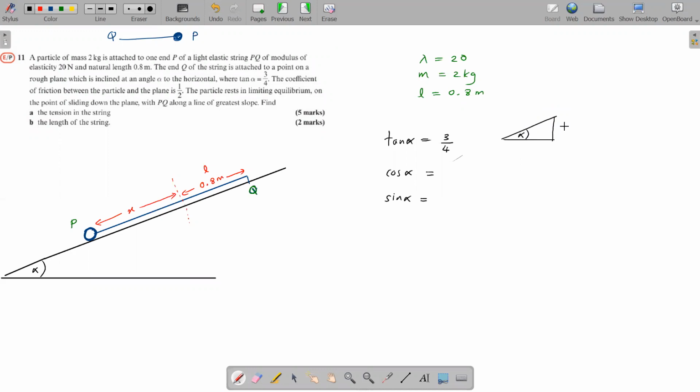So tan alpha is opposite over adjacent. How much is the hypotenuse? By considering the right angle triangle with sides 3 and 4, this should be the square root of 3 squared plus 4 squared. So root of 9 plus 16 is root 25, which is 5. Guys, do you agree? Okay.